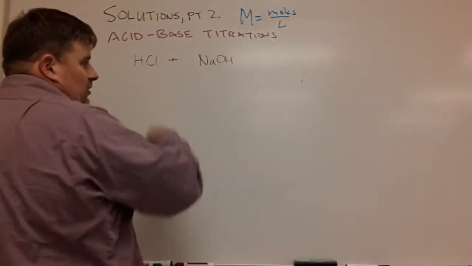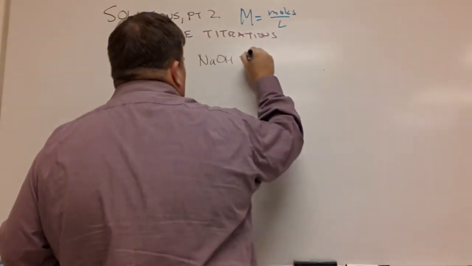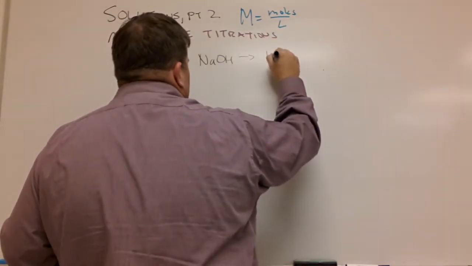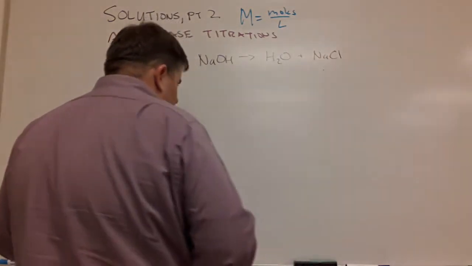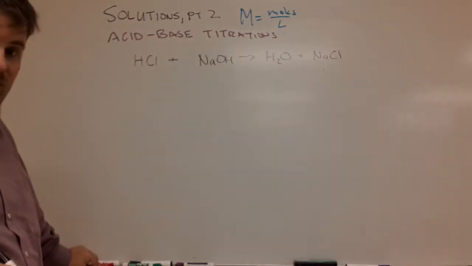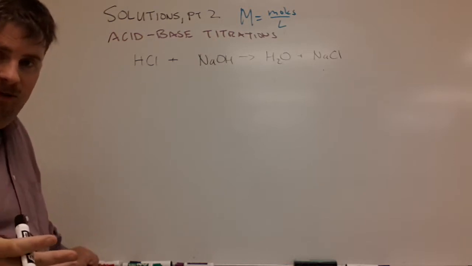Right. Strong base, strong acid. Now, when these two things interact, what I'm going to get out is H2O and sodium chloride. All right? So this is the textbook definition of a neutralization. We've lost all acid, we've lost all base, so everything's become neutral.